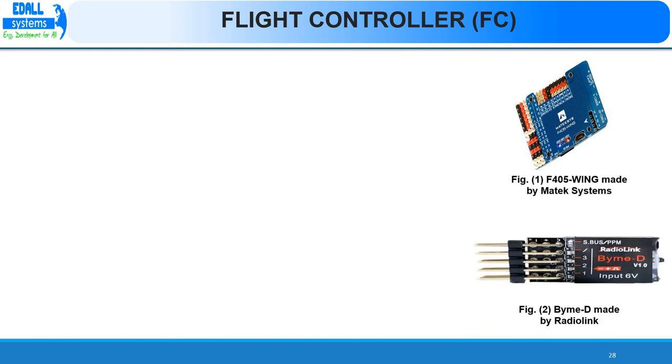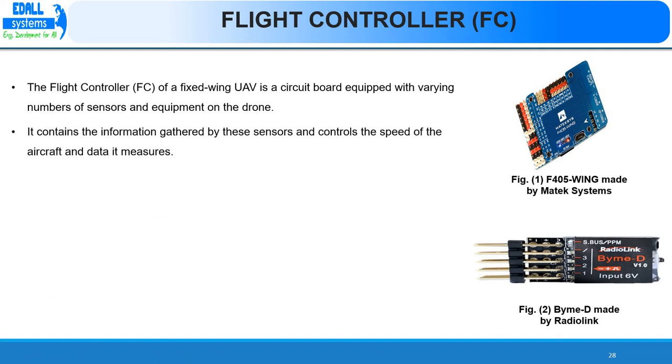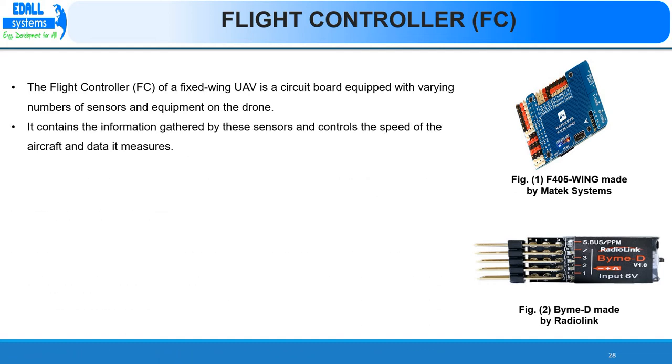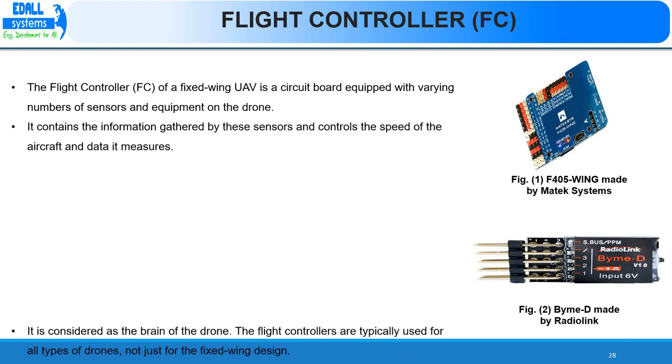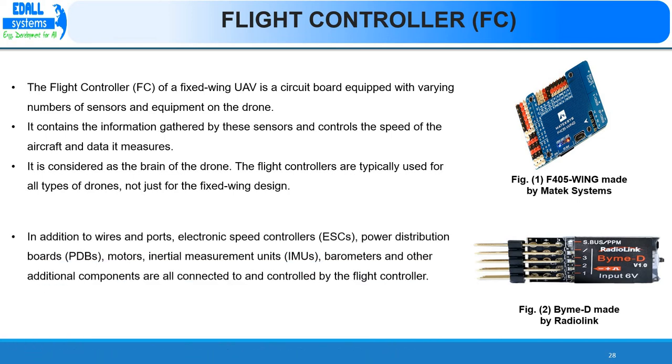Next is flight controller. Fixed-wing UAV flight controller is a circuit board equipped with varying number of sensors and equipments on the drone. It contains all the information gathered by these sensors and controls the speed of the aircraft and data it measures. The flight controller is considered as the brain of the drone. These flight controllers are used for all types of drones, not just for fixed-wing design.